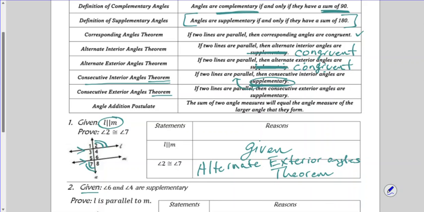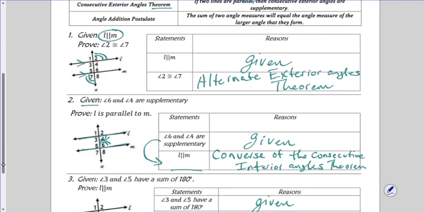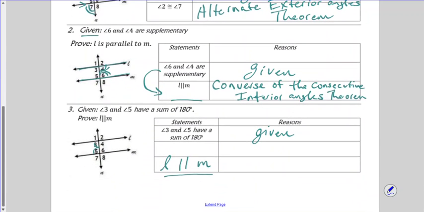So if angles are supplementary, we know that they're going to be 180, and if they're 180, we also know that they're going to be supplementary. So by the definition of supplementary angles, I can say that these are supplementary. So angles 3 and 5 are supplementary by the definition of supplementary angles.